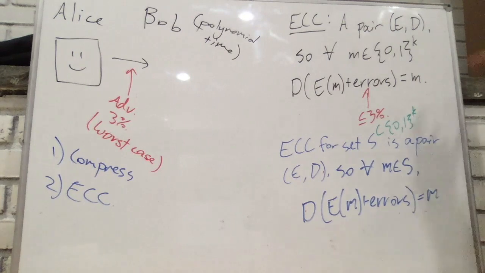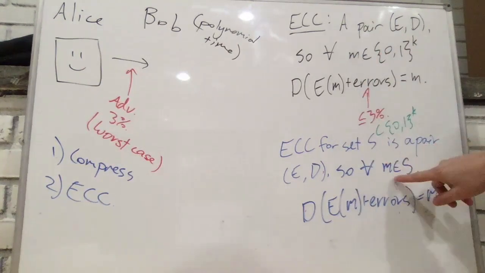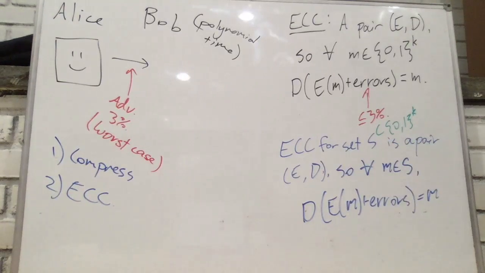Great. So we can view this new definition as a relaxation of the old definition, where we don't want a guarantee on all messages. We only want a guarantee for messages inside the set of reasonable messages S. So S is the set of messages that it's plausible that Alice might send, and we only want a guarantee over those messages.